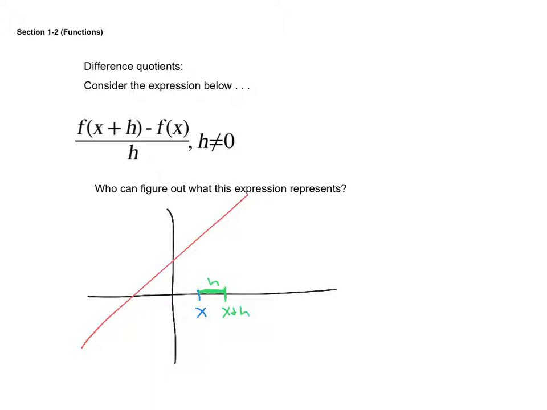So what's f of x? If I go up from x to the line, f of x is right there. If I go up from the point x plus h on the number line, I get to right here, and that is f of x plus h. Now let's do our lines so that I can label them thusly. So I got my labels for my graph.